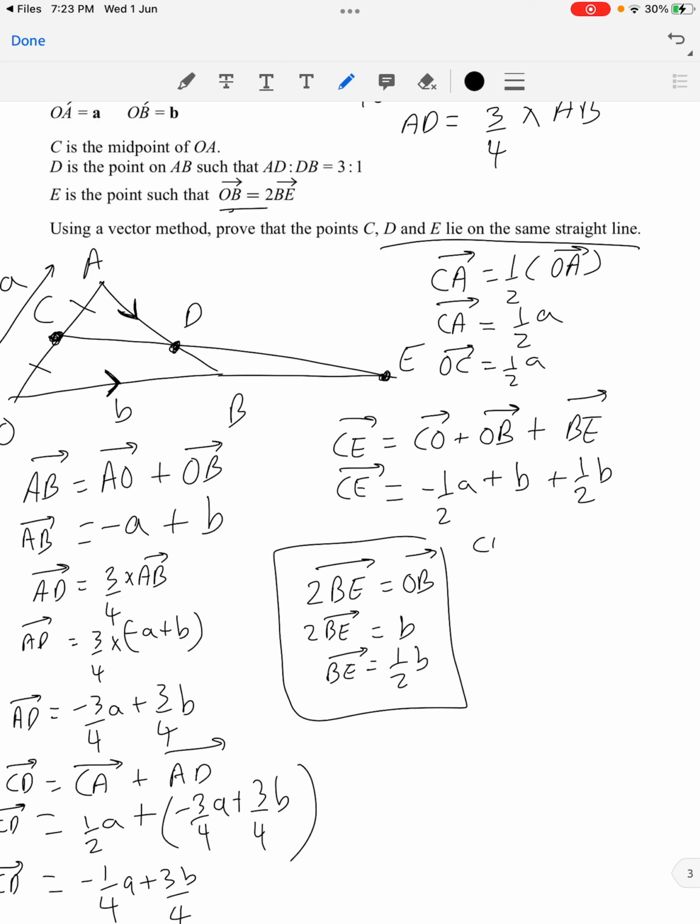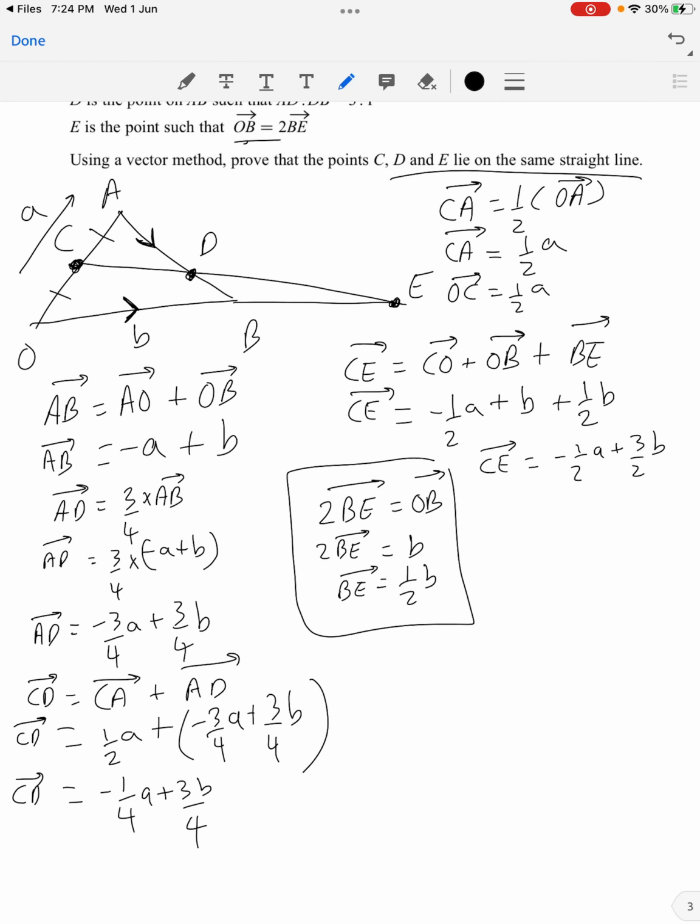Now we can find out what CE is. Once you solve this algebraic equation, you should be getting about minus half A plus 3/2 B. Now, can you guys see some comparison here? Let's take CD. We're just going to write down what CD is: minus quarter A plus 3/4 B, and we know that CE is equal to minus half A plus 3/2 B.